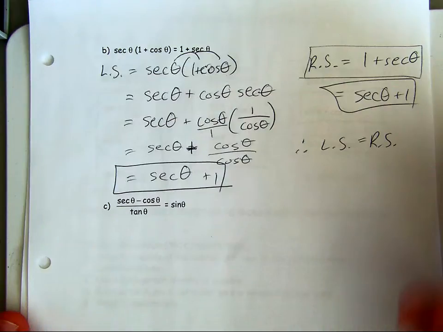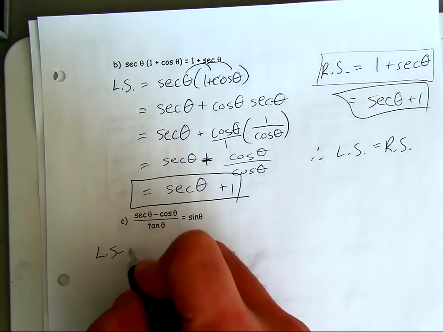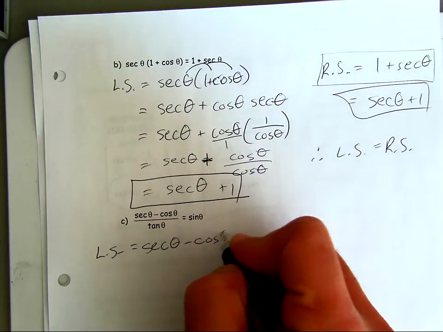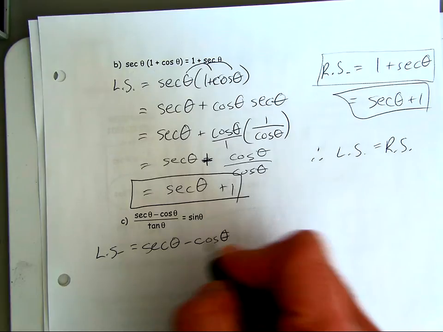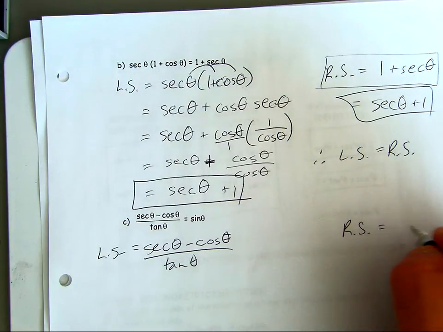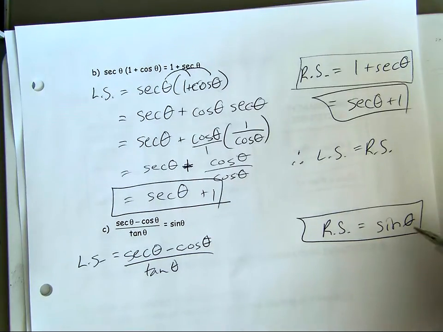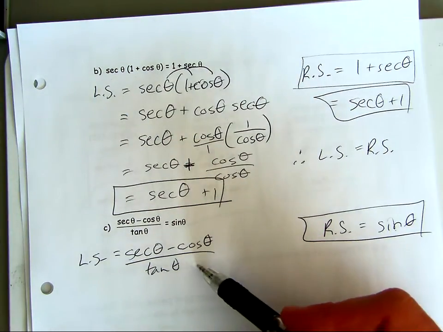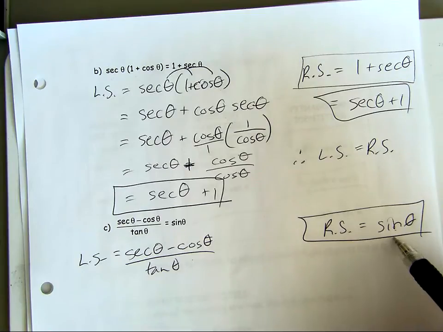Let's try another one here. This one here, again, how do I prove it? I'm going to break this up into the left side and the right side. So this is the left side right here, divided by tan theta, and the right side I'll leave as sine theta. Now, obviously, I'm not going to begin with this side. It's virtually impossible to make this look like that. Now, I can probably do some stuff here to make this look like the more simplistic side.